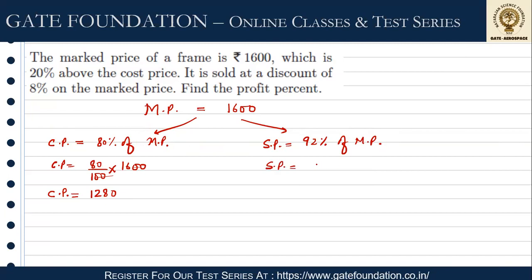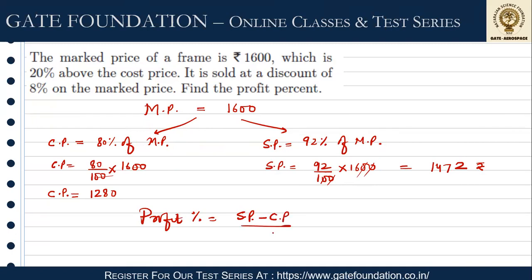So selling price will be 92% or 92 by 100 of 1600. So zero will get cancelled. You get 1472. This is your selling price. Now you have selling price and cost price. You can calculate the profit percent. That will be selling price minus cost price upon cost price into 100. So selling price is 1472 minus 1280 divided by 1280 into 100.